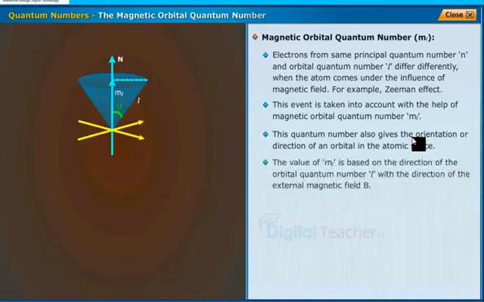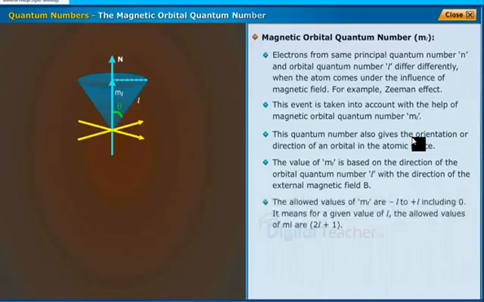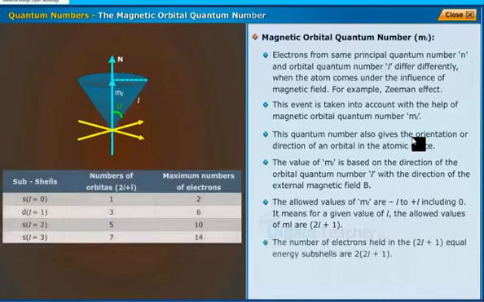The value of ml is based on the direction of the orbital quantum number l with the direction of the external magnetic field B. The allowed values of ml are minus l to plus l, including 0. It means for a given value of l, the number of allowed values of ml is 2l plus 1. The number of electrons held in the 2l plus 1 equal energy orbitals is 2 into 2l plus 1.